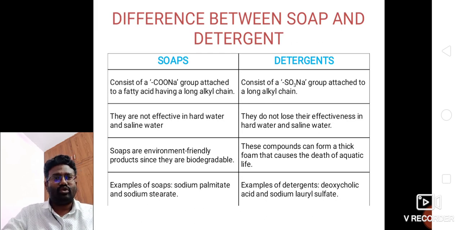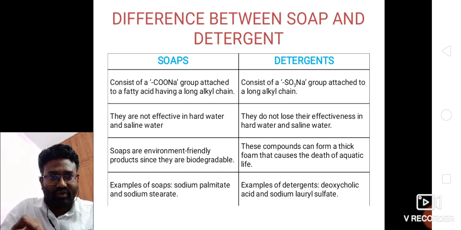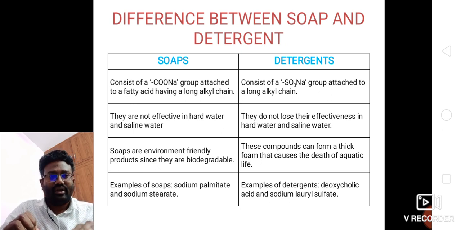Difference between soaps and detergents. Soaps consist of a COOH group attached to a fatty acid having a long alkyl chain. Detergents consist of an SO3 group attached to a long alkyl chain. Soaps are not effective in hard water and saline water. Detergents do not lose their effectiveness in hard water and saline water.